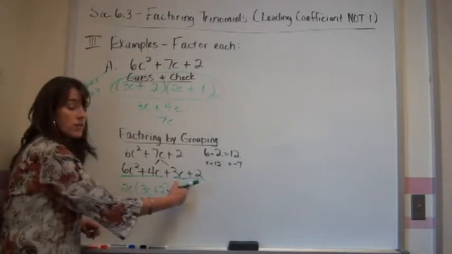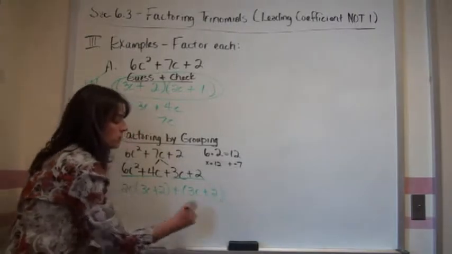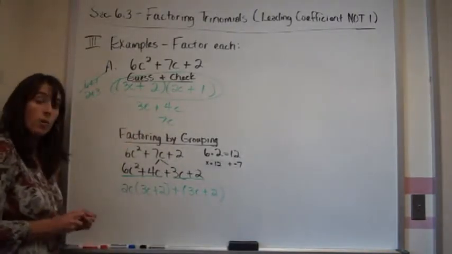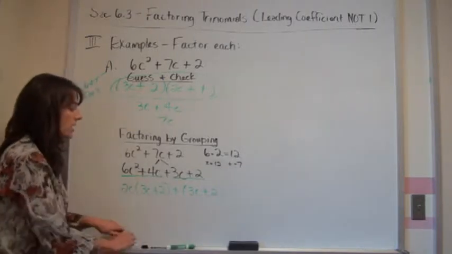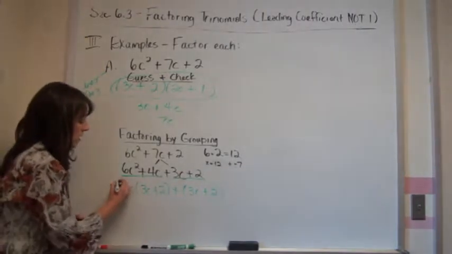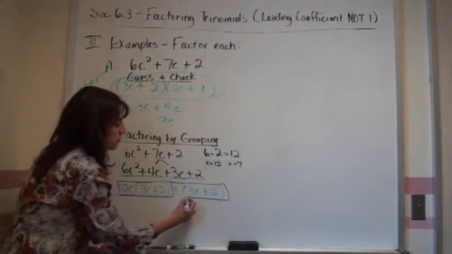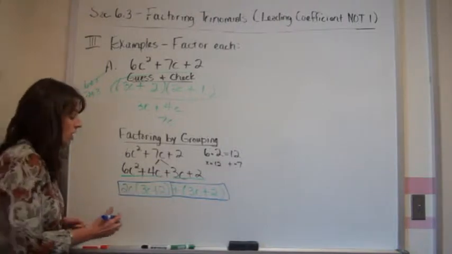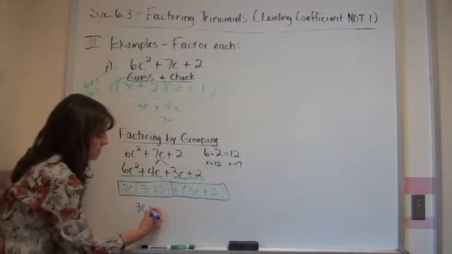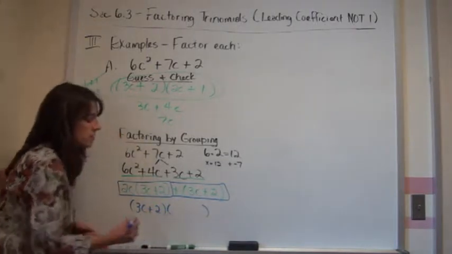Now back here, there's nothing common that I can divide out. I'm just left with that 3c plus 2. But notice this looks a whole lot like that common binomial factoring, where I've got a very odd looking term right here, and another very odd looking term right here. Both of those boxes have a 3c plus 2 in common. So I'm going to pull that common 3c plus 2 out, and write down in parentheses what's left.